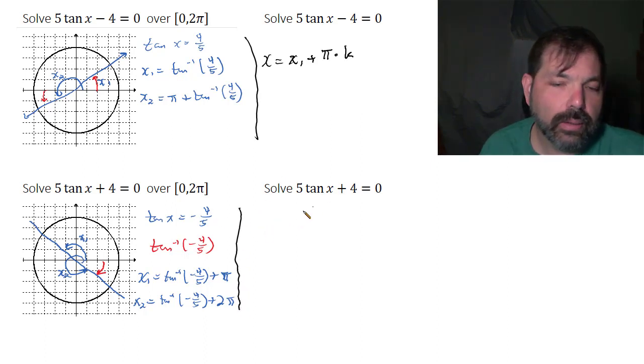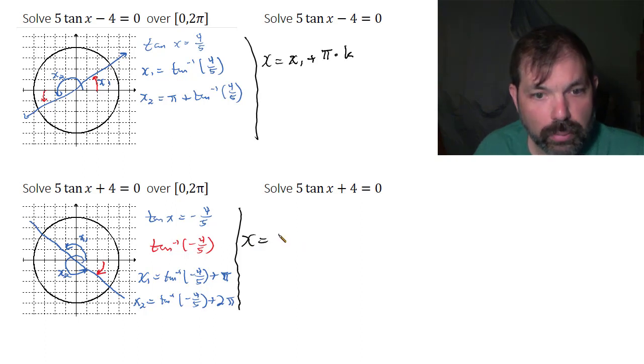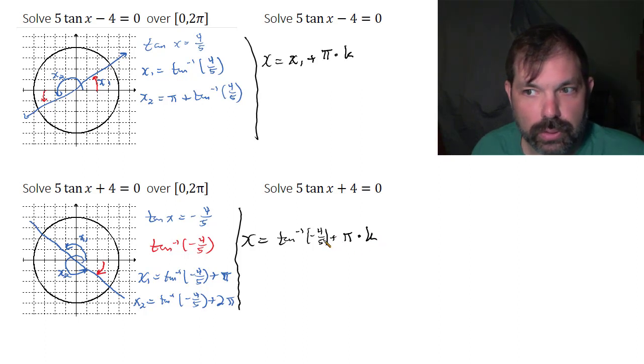And then if we had the general solution, if we weren't looking over 0 to 2 pi, but just over the entire domain, then x would equal the fundamental solution, tangent inverse of negative 4/5. And again, from that we could add pi, any multiple of pi, and that would give us more solutions.